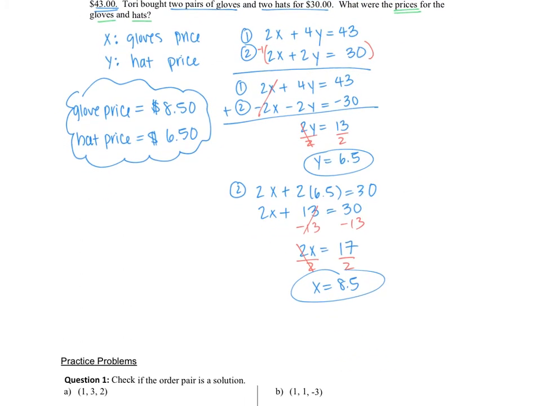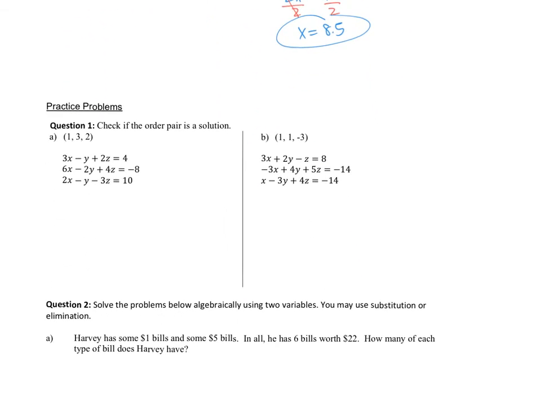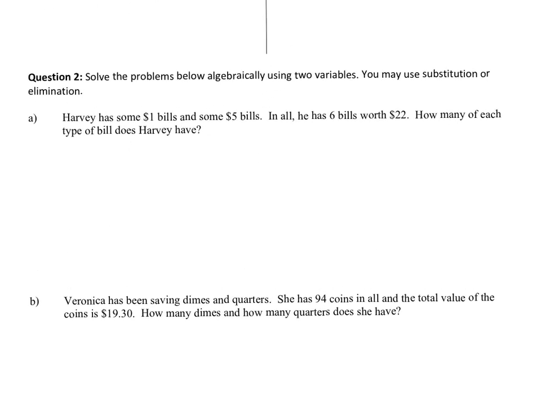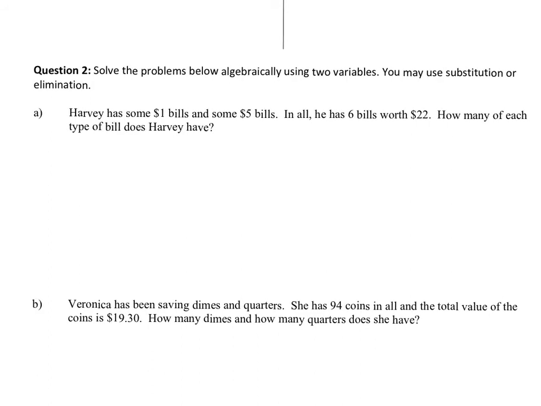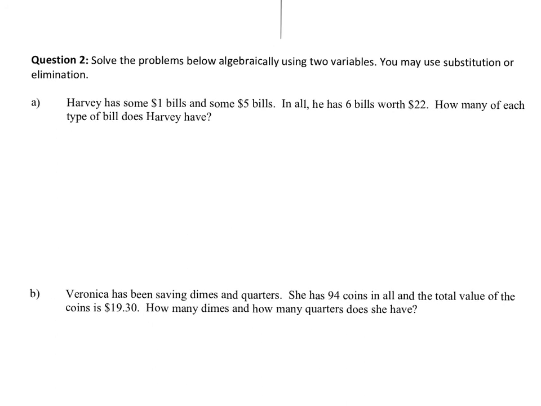All right, so let's try out some of the practice problems just so that we make sure we understand how to do the story problems. So I'm deciding to do the practice problems with you guys. This is a freebie bonus point, so take advantage of it, guys. For this problem here in question 2, it's asking you to do the same thing, read through the story problem, and use elimination or systems of equations to solve for the variables. This one says, Harvey has some $1 bills and some $5 bills. In all, he has 6 bills worth $22. How many of each type of bill does Harvey have?